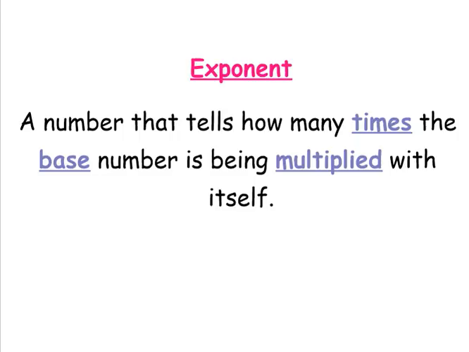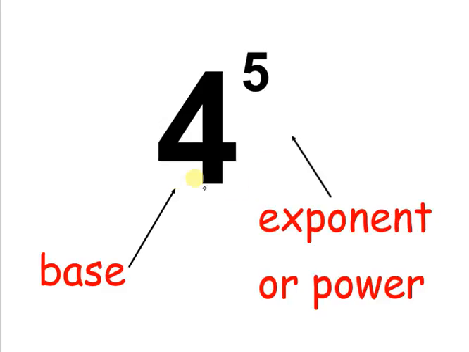Alright, so what is an exponent? This is a review part. An exponent is a number that tells you how many times the base number is being multiplied with itself. Right here, with this graphic, we have 4 to the 5th power. This 4 is the base. And this little 5 in the upper right hand corner is called the exponent, or you can say it's also called the power. So you can say 4 to the 5th power or 4 to the exponent of 5.